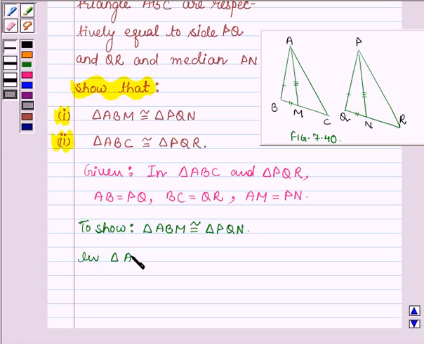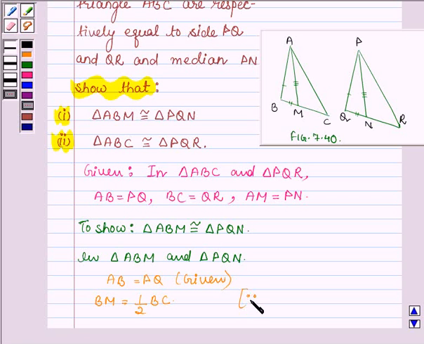Now in triangle ABM and triangle PQN, AB is equal to PQ. This is given to us. And BM is equal to half of BC, since AM is a median, so it divides the side BC into two equal parts and we have BM is equal to MC is equal to half of BC.